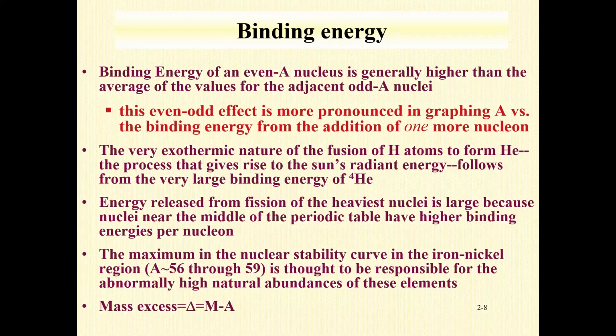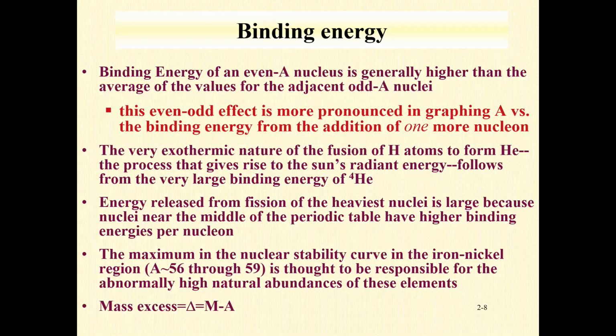So that is fusion, which is going on in the sun, and if we now talk about fission, then energy released from the fission of the heaviest nuclei is large because nuclei near the middle of the periodic table have higher binding energies per nucleon. The maximum in the nucleus stability curve in the iron-nickel region, A 56 through 59, is thought to be responsible for the abnormally high natural abundances of these elements. Why are these elements so predominant on Earth? It's because they are really stable.